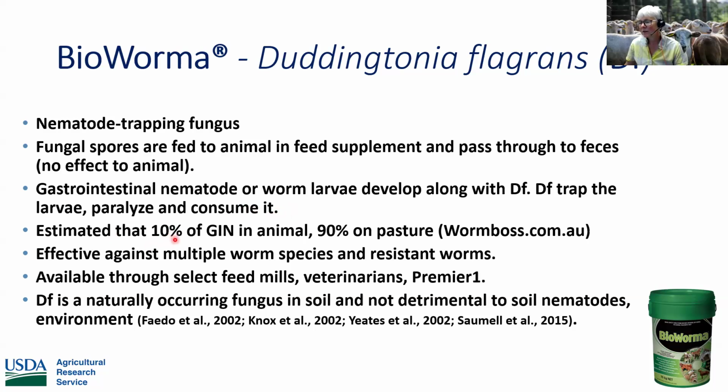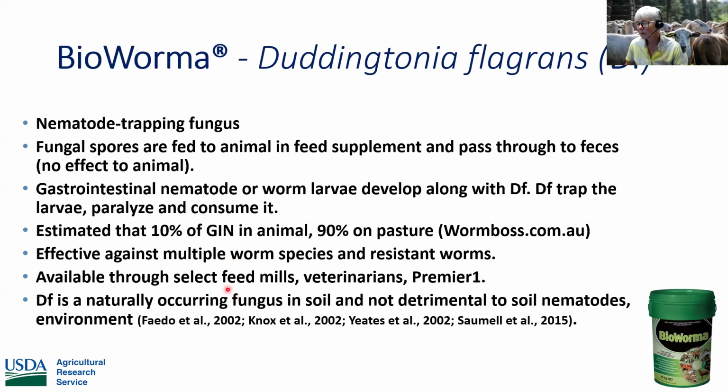And that part of it is magic. It's estimated that about 10% of the worms are in the animal and 90% on pasture. Bioworma is effective against multiple worm species and resistant worms. It may not be as effective against strongyloides, and I'm not going to really talk about that. There is a fact sheet on strongyloides. It's a nasty worm for a little while. But anyway, you can look that one up if you've got any unexplained diarrhea somewhere around May. At least in Arkansas, it happens in May.